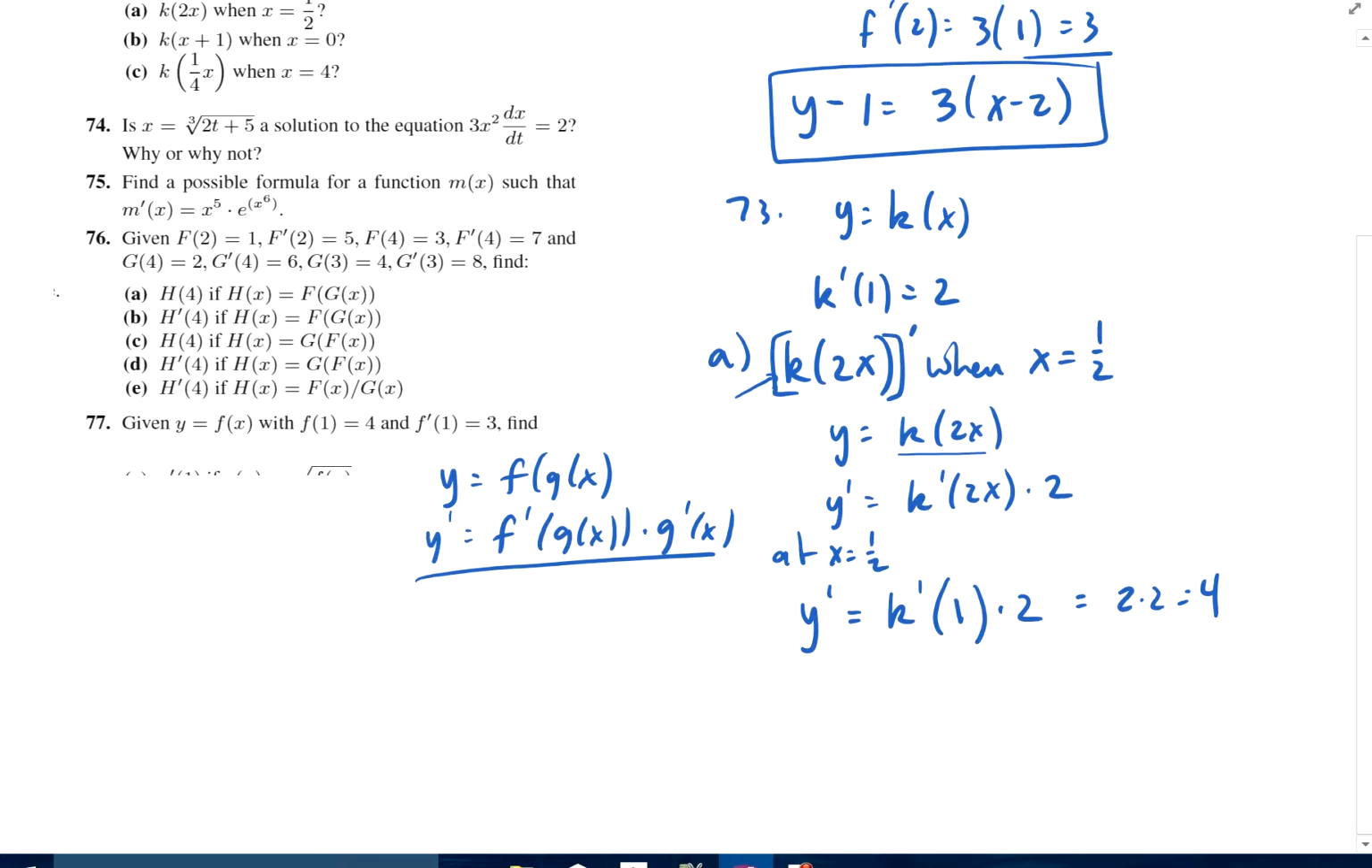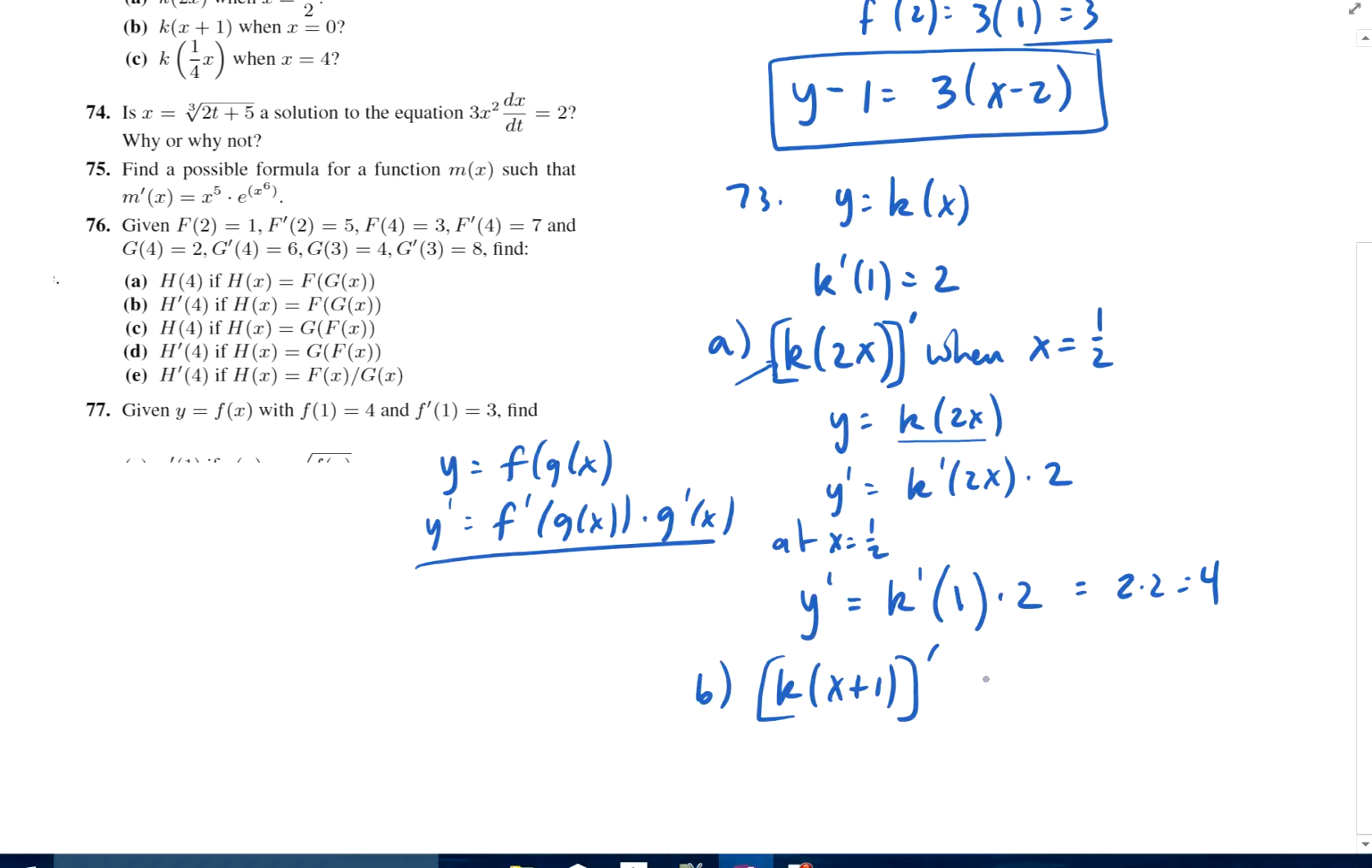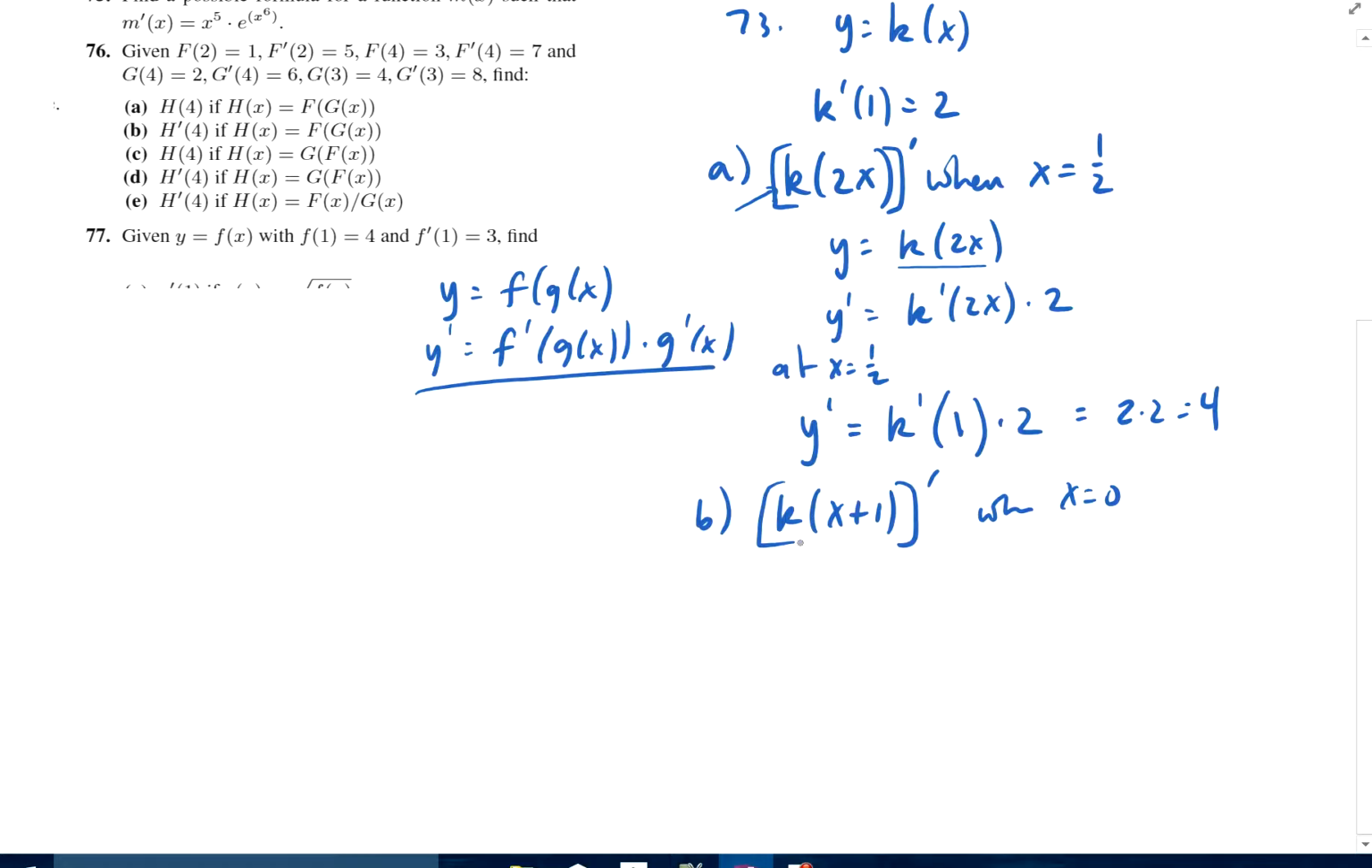Okay, let's look at b. K of x plus 1. We want the derivative of this guy when x is 0. Okay, so the derivative of this is the derivative of the outside function times the derivative of the inside function, which is 1. So when x is 0, we have this equals k prime of 1 times 1. And k prime of 1, they told us, is 2. Right up here, right?